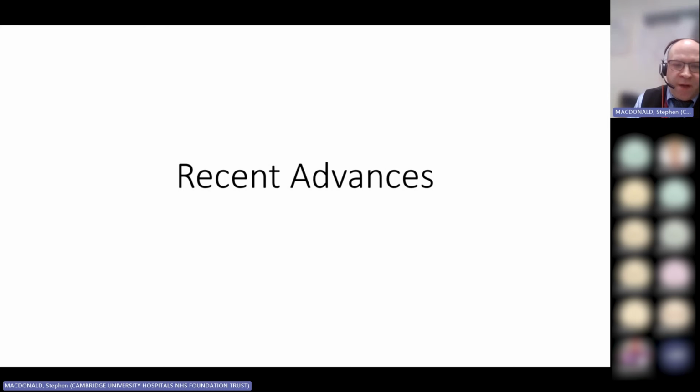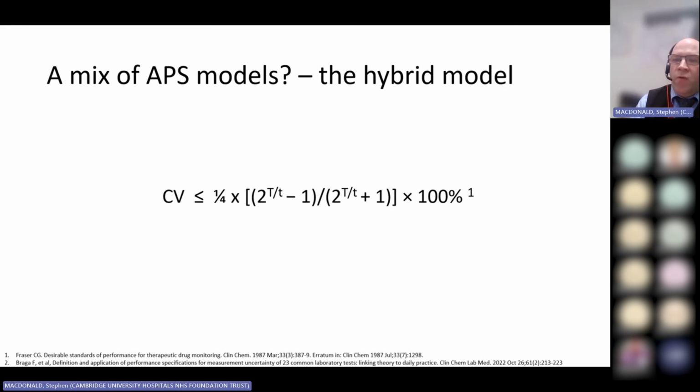Analytical performance specifications are now starting to be branched out into different fields. So I just wanted to lead into the final few slides in the session and discuss some ways that perhaps the Milan models were difficult to apply for very routine activities that we do in the lab. One of which is drug monitoring.